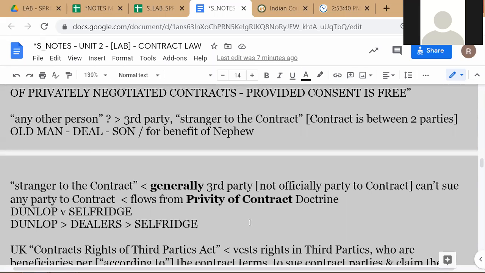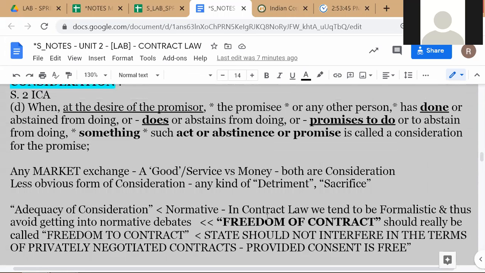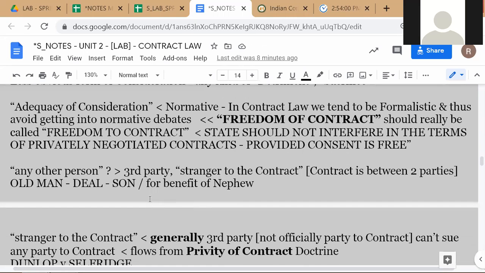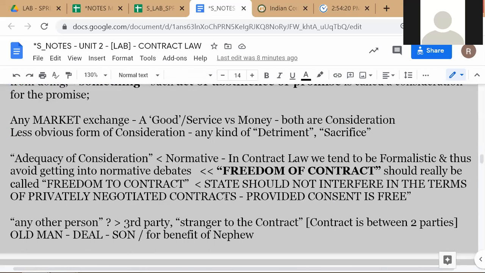Now, we'll see how this happens in greater detail, but I just wanted to give you an idea, to develop the point from the question that Harsh had raised in the other class: who is this any other person? Give me some examples. Here, in the old English case, the nephew is the example of any other person. He's a stranger to the contract, and it is possible to show, under certain assumptions, that he did do something under the contract, or suffered some kind of detriment or sacrifice.